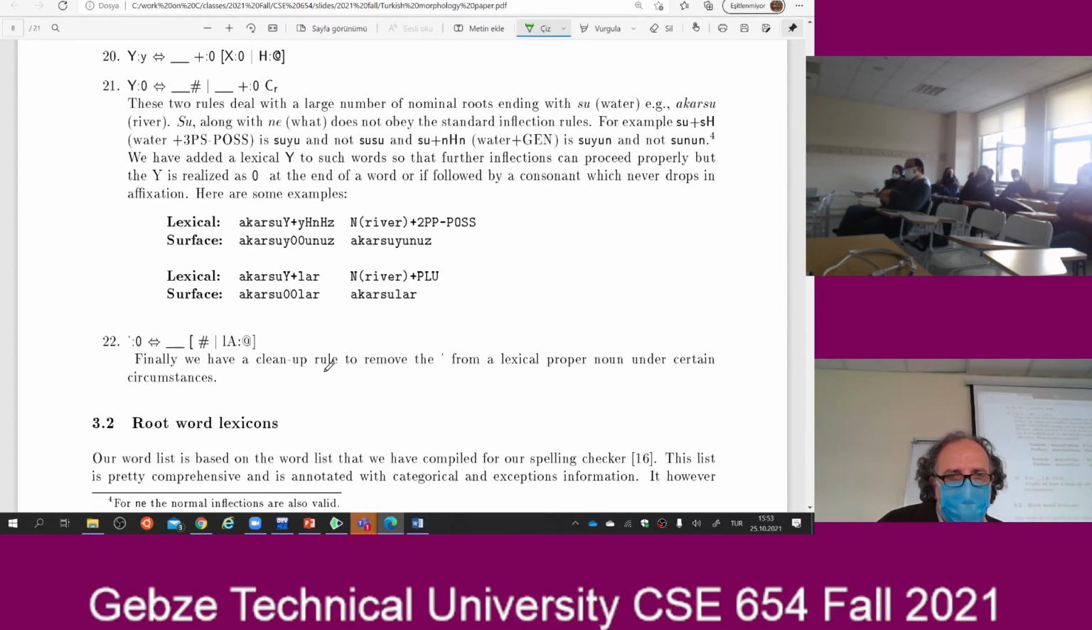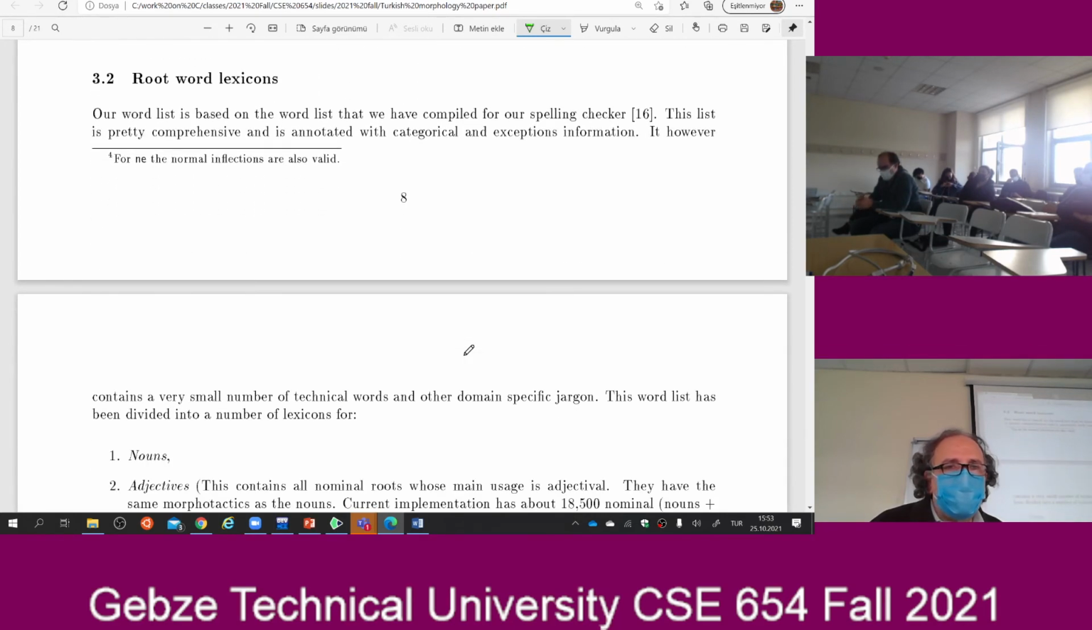And 22, finally we have a cleanup rule to remove apostrophe from lexical proper noun under certain circumstances. Remember when we say İstanbul or Gebze'den, to remove that one from the surface form. Okay, so these are the rules again that will carry us from the surface level to this intermediate level. Now we are going to work on the real lexical rules for the parsing.